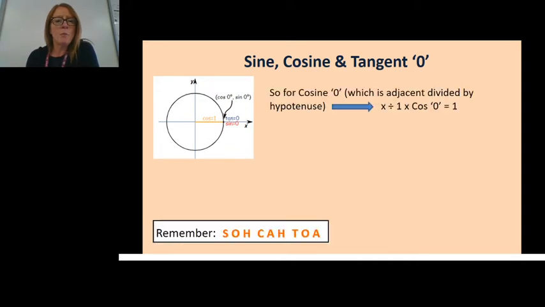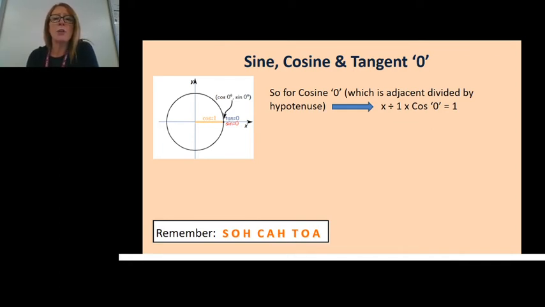Now, this might be a point where you want to make some notes. In an exam situation, this would be on a multiple choice question. So you would be asked to give the value for cosine 0, for sine 0 or for tangent 0. Okay, I'll explain the method just so you understand why it is.